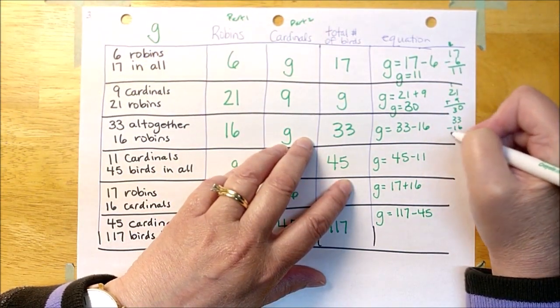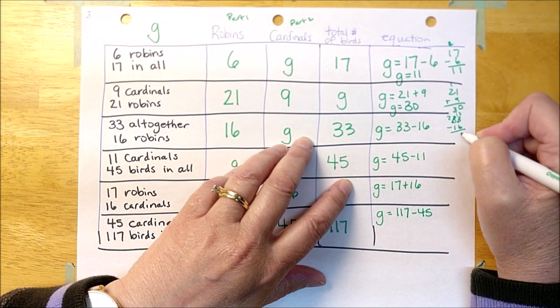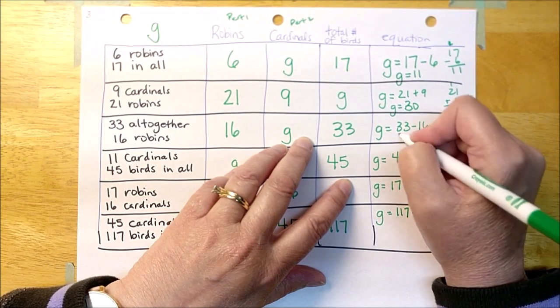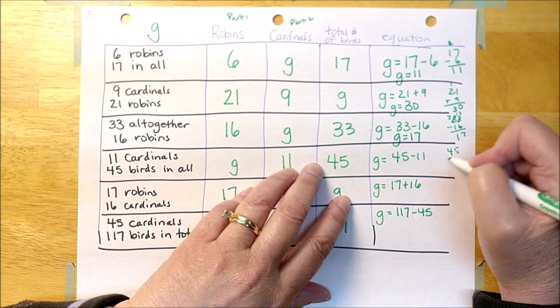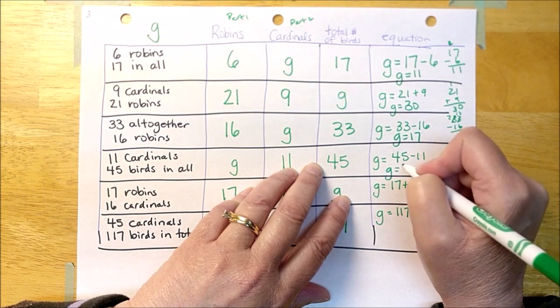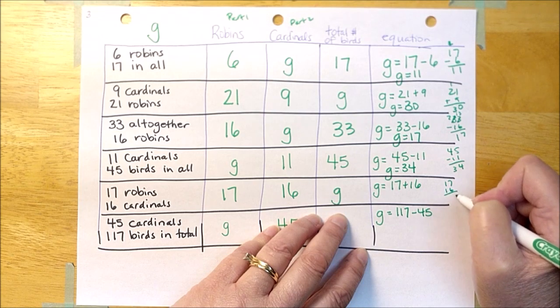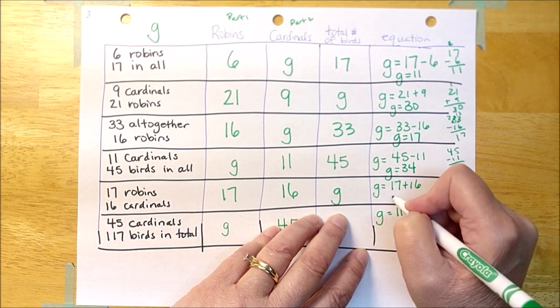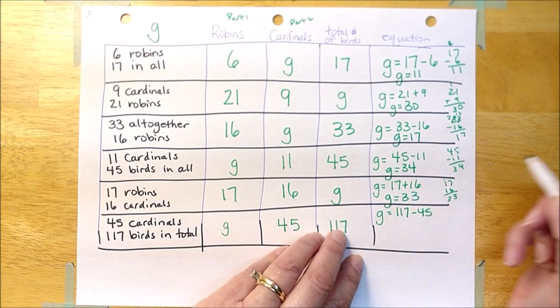33 minus 16, I can't do that. So 13 minus 6 is 7. 2 minus 1 is 1. So G equals 17. 45 minus 11, that's 4 and 3. So G equals 34. 17 and 16, that's 13, 3. So G is 33. I have 33 birds in all.